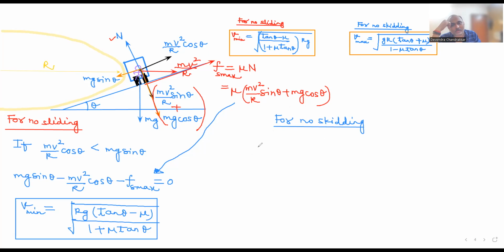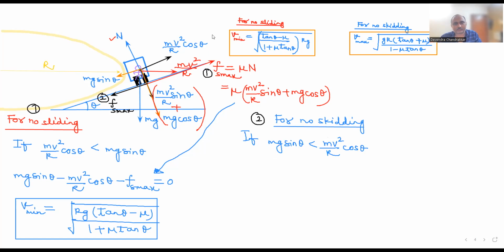So for no skidding, what will happen is, we keep on increasing the value of V. And then mg sin theta becomes lesser than mv square by r cos theta. So what will happen to friction here? Friction will act in the downward direction. Yes or no? Yes, sir. This is for the second case. This was the first case. This is the second case.